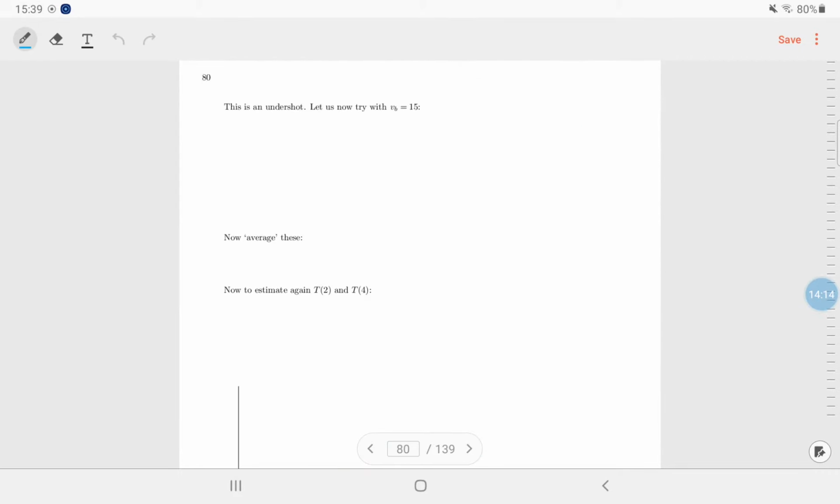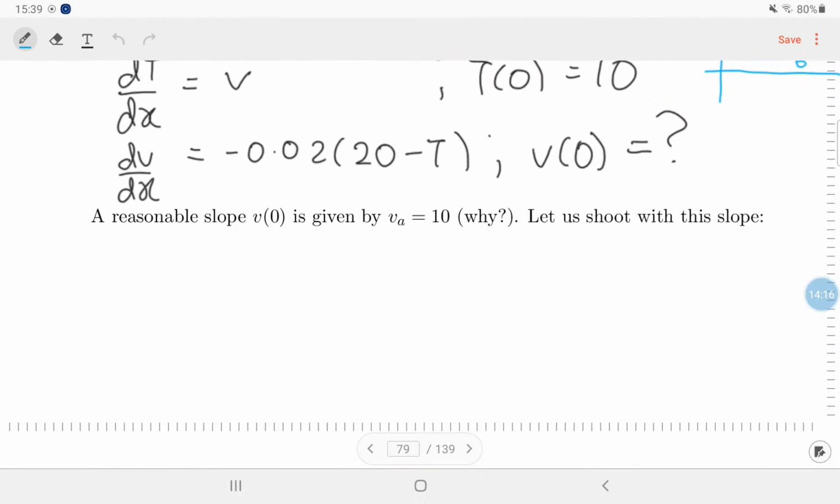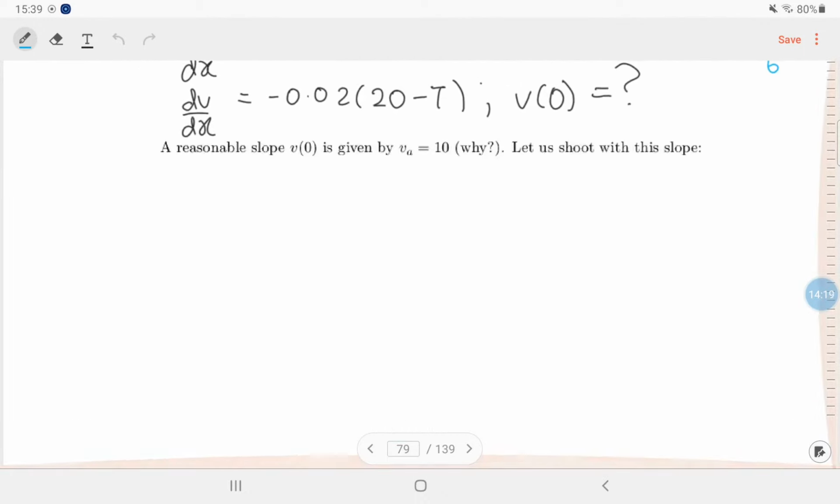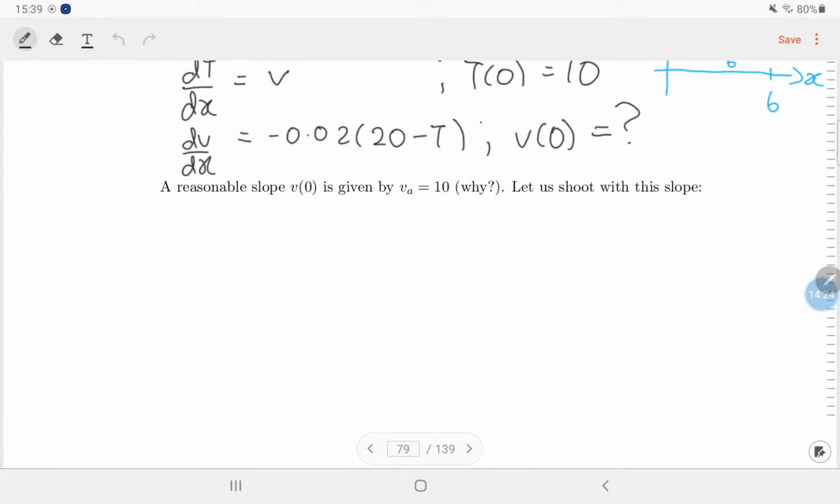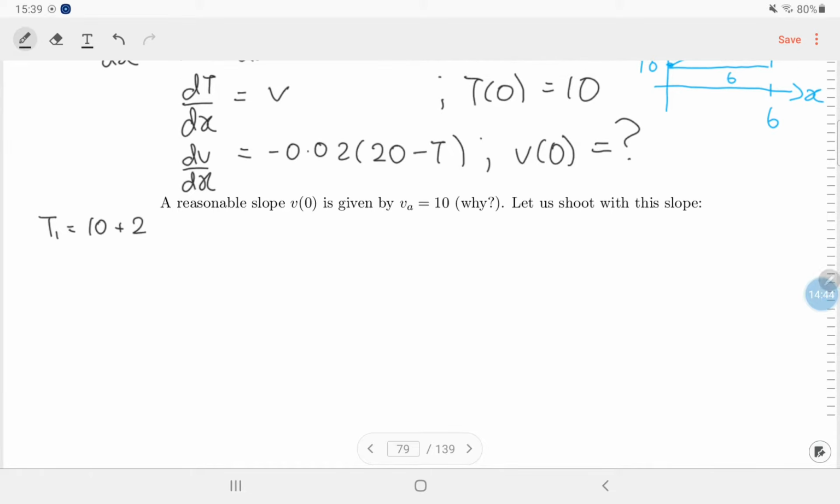I'll just look at what's happening on the next page. I'm going to have to make the writing quite small here. Right, here we go. So first of all, we're going to see what's happening at 2. So T1, remember Euler's method, is the previous T value, which is 10, plus the step size, which is 2, which is very big, times the previous slope. Now the derivative of T, we can see there as v, and the previous v, we're just going to guess that it's 10. And that comes out to be 30.